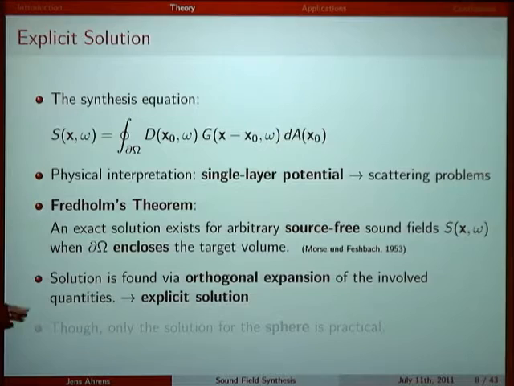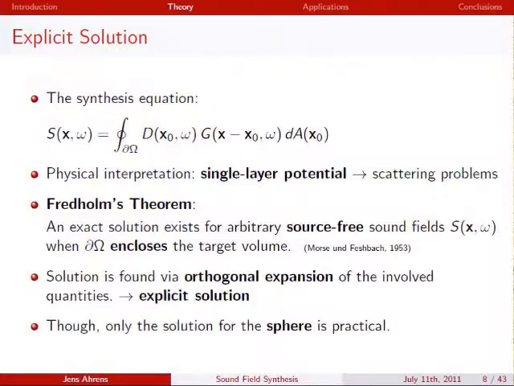There are some more prerequisites which have to be met. But if we have a simply connected enclosing secondary source distribution, we know that we can find a perfect solution. And this solution is then found via an orthogonal expansion of the involved quantities: the sound field, the driving function, and the Green's function, this secondary source transfer function. Although this is possible for arbitrary geometries, only the solution for the sphere is practical, because in other cases you might just not find the suitable orthogonal expansion, and if you find it, it will be very difficult to implement in practice. So now I want to illustrate the sphere problem.